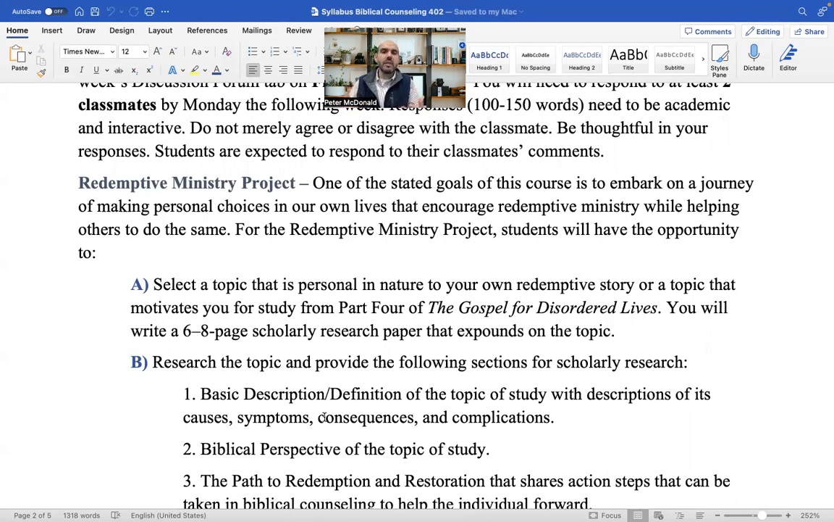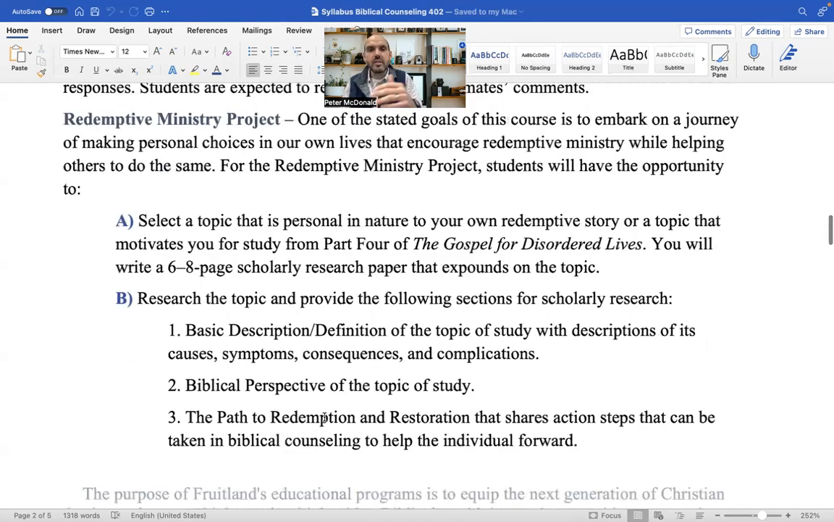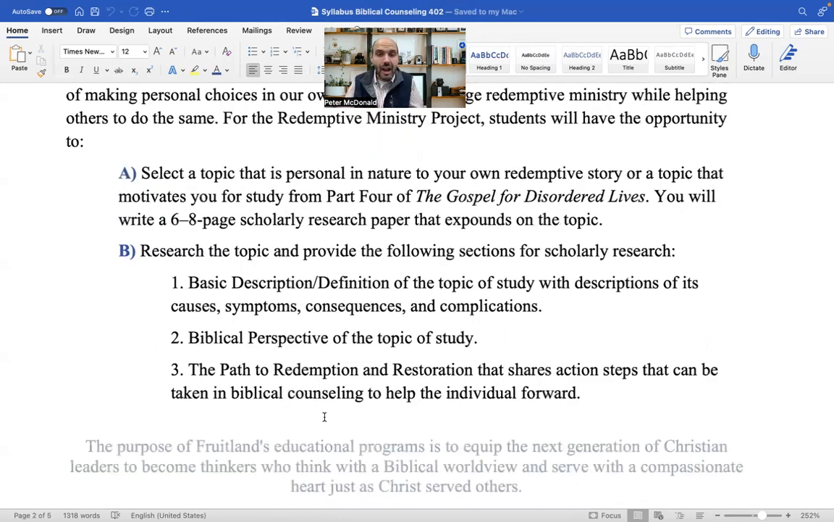Now, we're going to do something called a redemptive ministry project. And this is your opportunity to select a topic that is personal in nature to your own redemptive story, or a topic that motivates you for study. So if you'll look at part 4 of the Gospel for Disordered Lives, you're going to see a slew of topics. I mean, a lot of different topics. You're going to choose one of those topics. And what you're going to do is you're going to write a 6 to 8 page scholarly research paper that expounds on that topic. So here's what the project's going to look like.